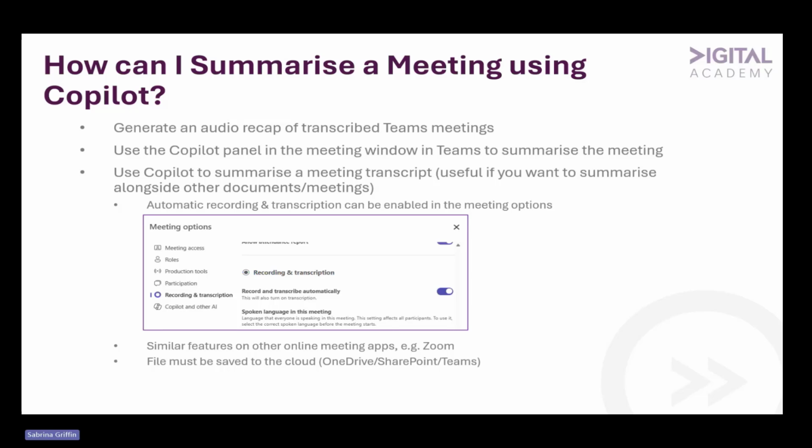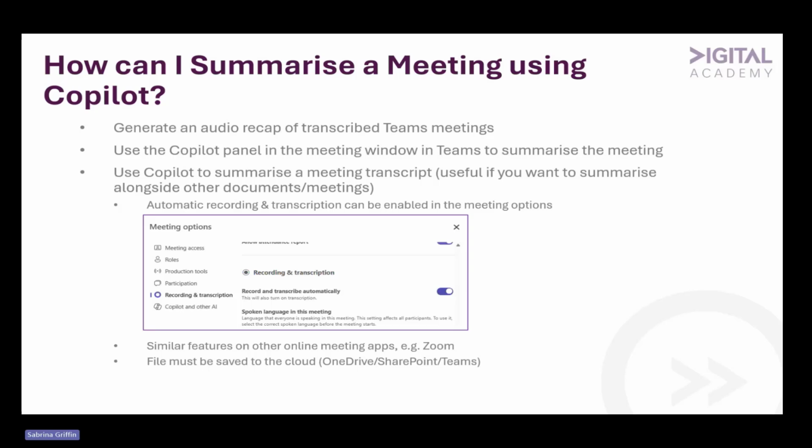We can use Copilot to summarize a meeting transcript. So rather than asking Copilot directly within that meeting recap, we could download the meeting transcript and then pose questions to Copilot based on that transcript. And that's particularly useful if you perhaps want Copilot to analyze that transcript along with other transcripts or other documents.